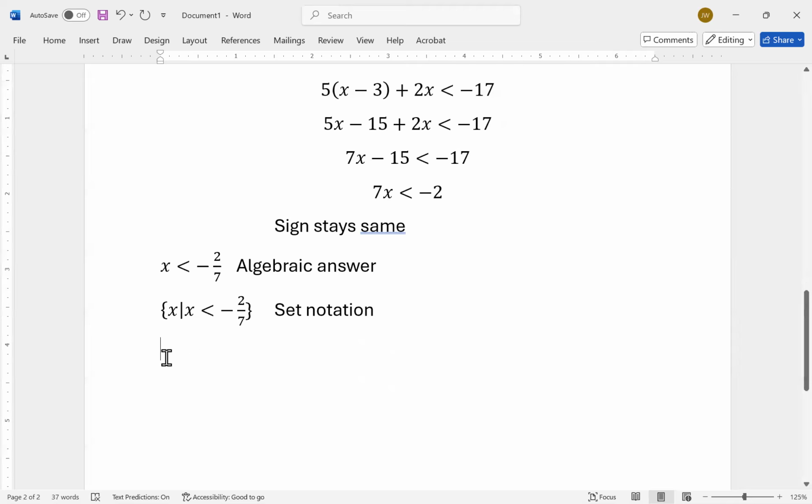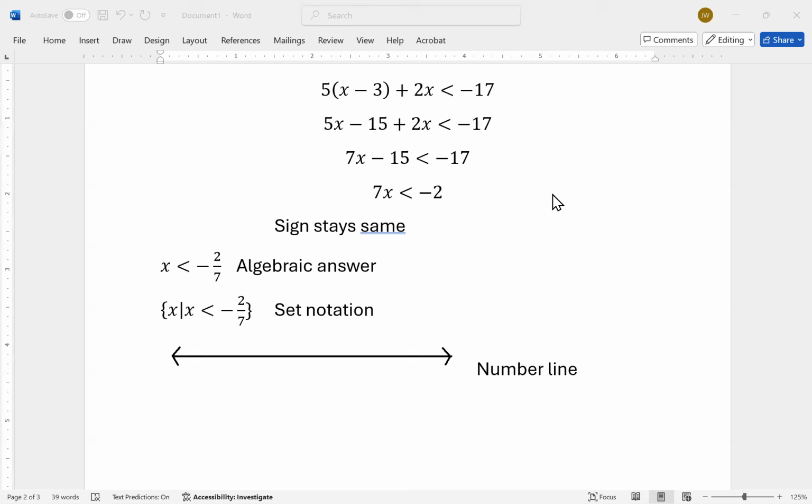Now, as far as the number line goes, we're going to have to draw a number line. So that's what I've done. I've just created a really crude number line. And really, the only important numerical value is this negative 2/7. So I put negative 2/7. I mark that on the number line. And then I know that I want x values that are less than negative 2/7. So I want x values that are to the left of that.